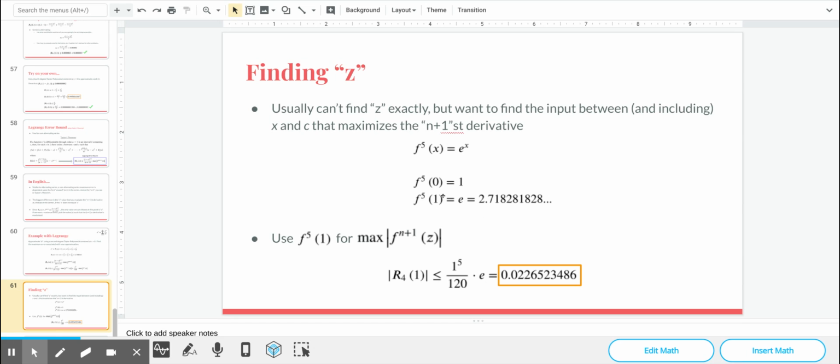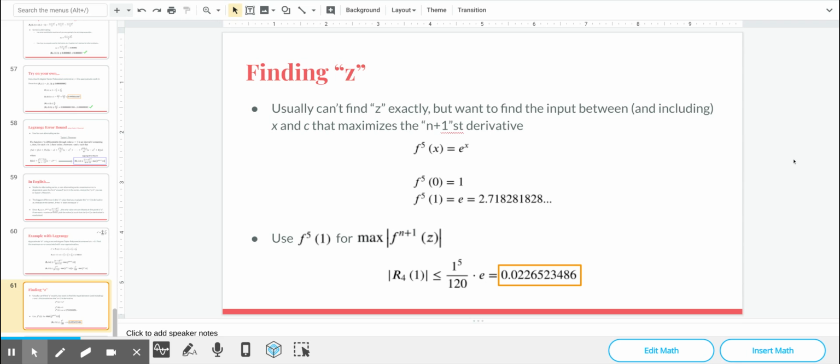So this one's going to be kind of nice and easy in terms of finding the maximum value. But just to show you what I would probably do for most cases is evaluate the n plus first derivative at c, so at 0 in this case, and then also at x, or 1 for us. Figure out which one of those two is bigger, and then most of the times you're going to use the larger one. Okay, so for us, again, this is why the example is a little bit silly, but the fifth derivative of e to the x evaluated at 1 is e itself. So here is that maximum derivative value that we want to use.